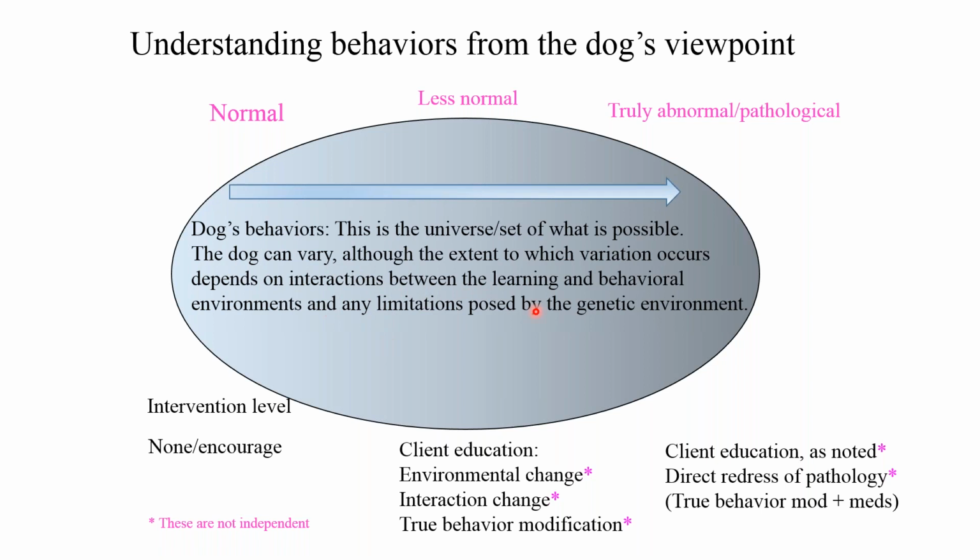And I'll give you an example of a limitation imposed by the genetic environment. I have a colleague who sometimes advises sports medicine people, and he had been doing a long distance consultation with someone who was interested in how to really get her dog to go over the agility course more forcefully.